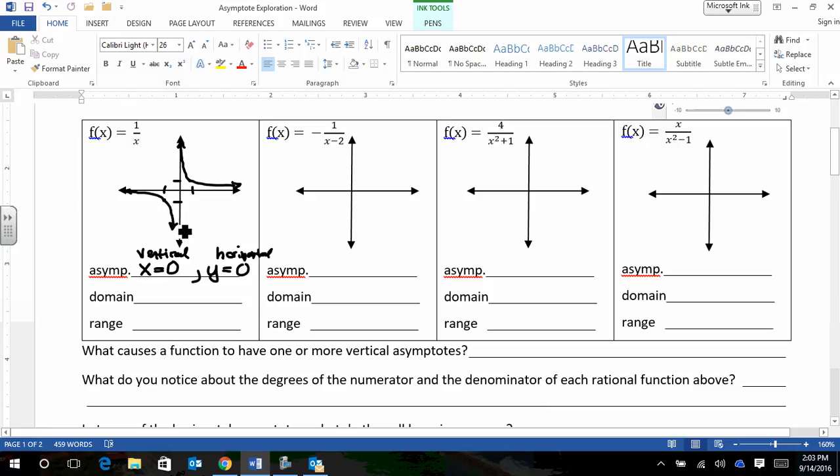So next we want to talk about the domain. Okay? What is my domain for this function? Yes, Carissa.